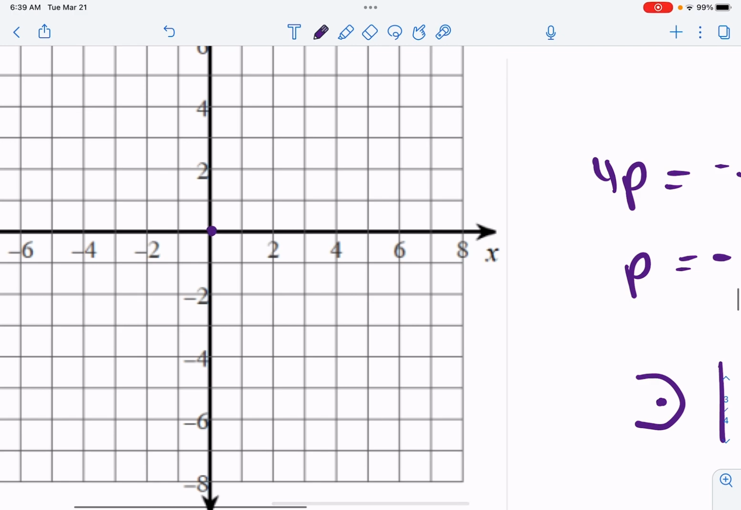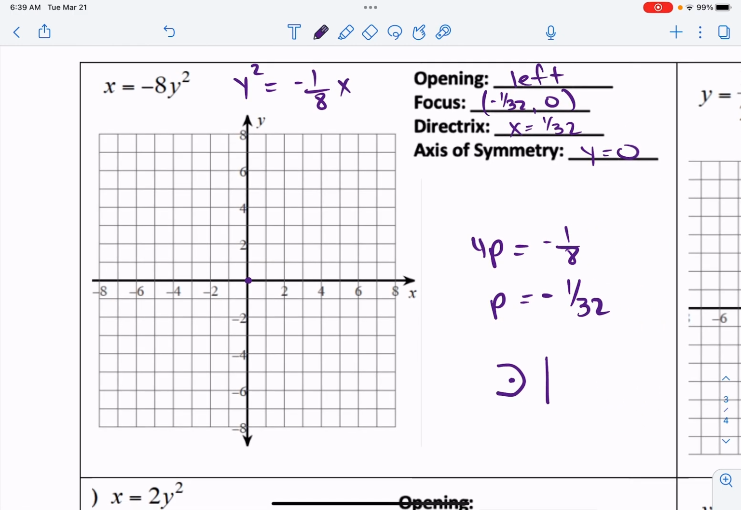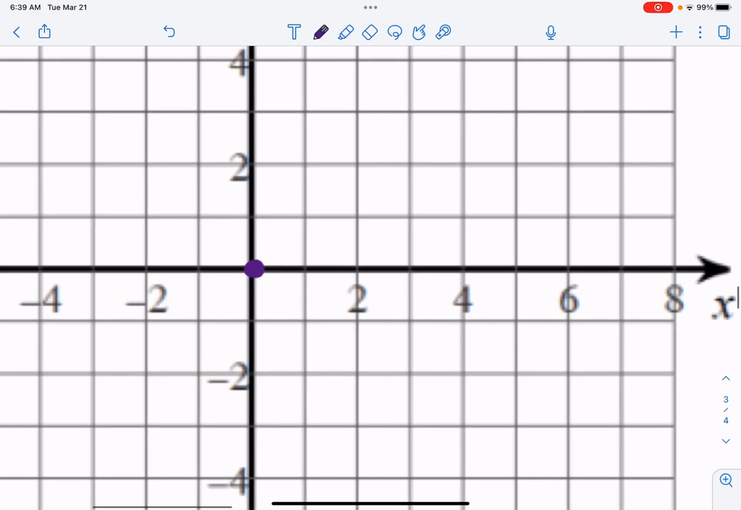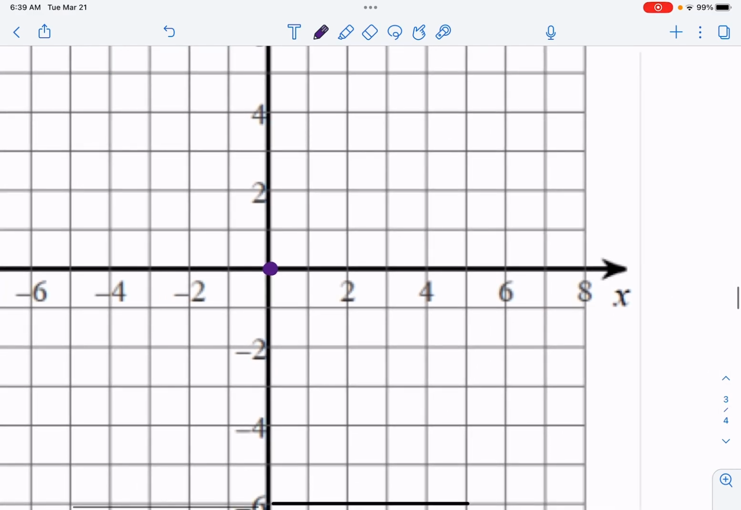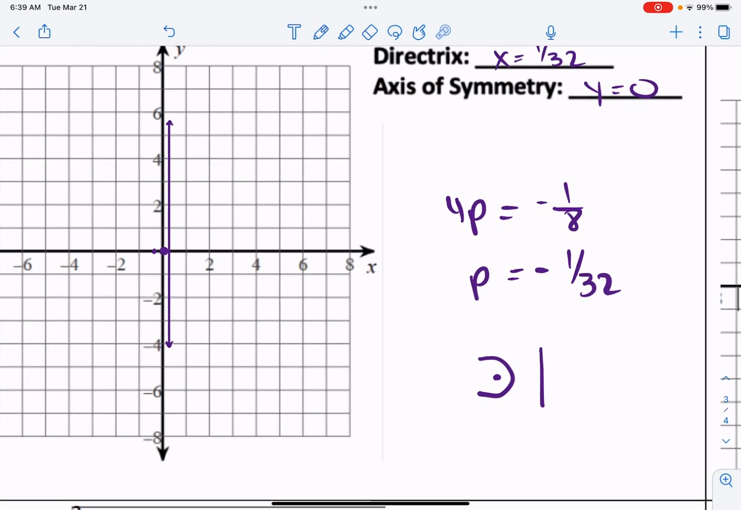So now we're going to graph the information that we have so far. So we have 0, 0. Now negative 1/32 is really, really close to 0 here. So it's like at negative 0.03. So right about here, that's our focus. And our directrix is going to be right about here. Now we do need to make sure that we find the 2 points that are parallel to that focus.